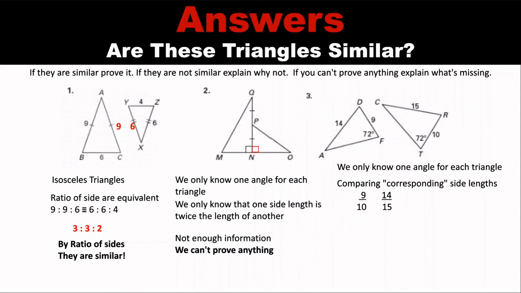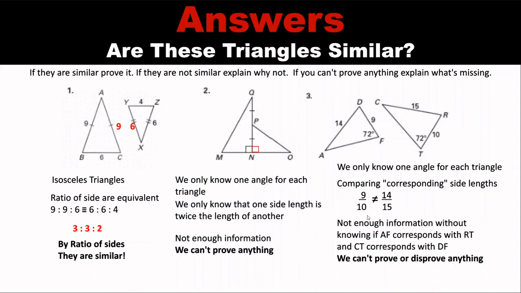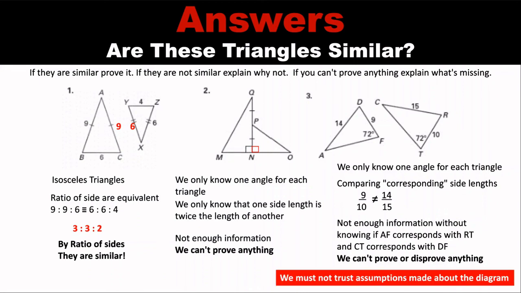Comparing those two fractions, however, although you may want to say that they're not similar since 9 over 10 doesn't equal 14 over 15, I don't know if I was comparing corresponding side lengths. The 9 might have corresponded with this side length, and the 10 might have corresponded with that side length. So I really can't draw any conclusions about this, and I shouldn't make any assumptions just by looking at the diagram. I don't know.